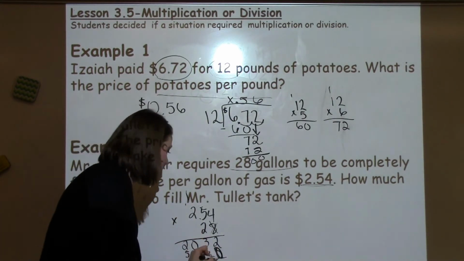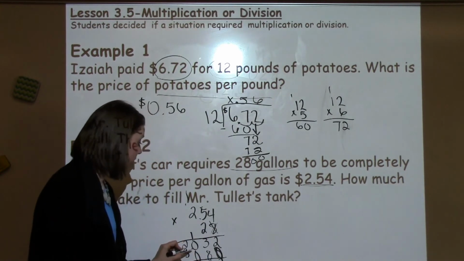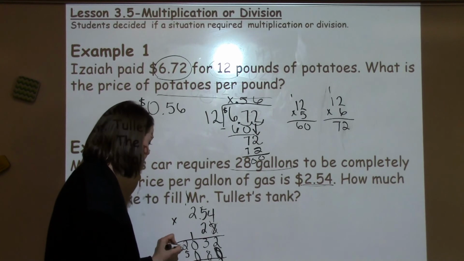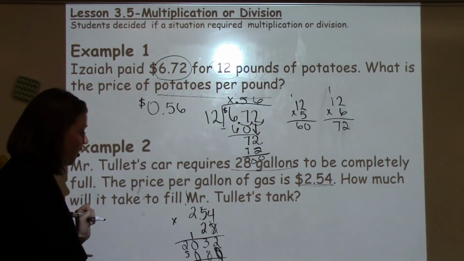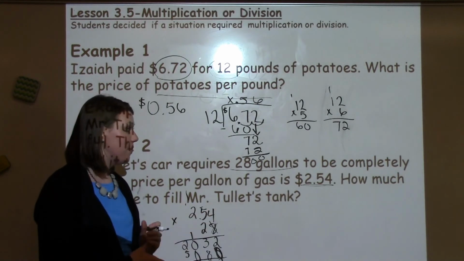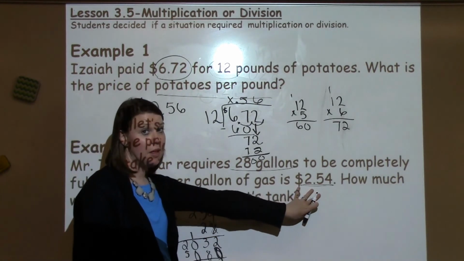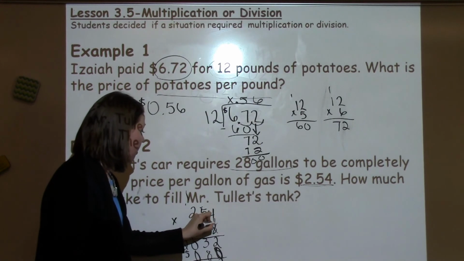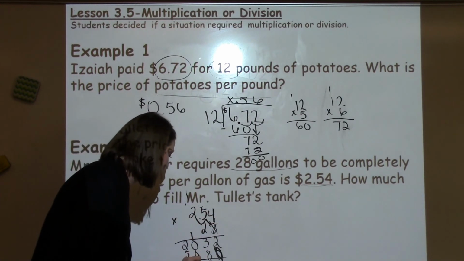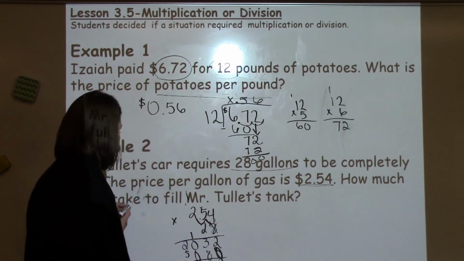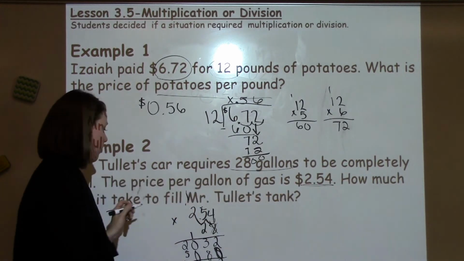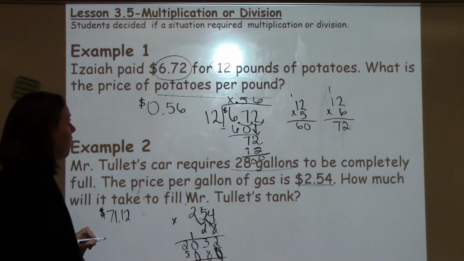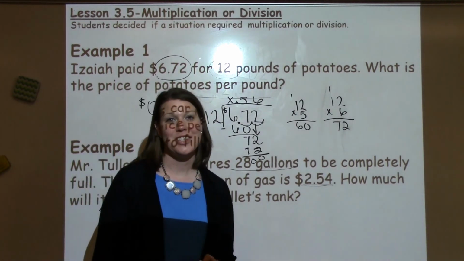When I add these up, I have 2 plus 0 is 2, 3 plus 8 is 11, 0 plus 0 plus 1 is 1, and 2 plus 5 is 7. So now I have $7,112, which seems way too much to fill up a tank of gas. I need to remember that I have a decimal in this number. I need to go to the end of my number. 1, 2 hops over. 1, 2 hops over. $71.12 seems a lot more reasonable to fill up a tank of gas when it costs $2.54 per gallon. If you have any questions about 3.5, make sure you see your math teacher.